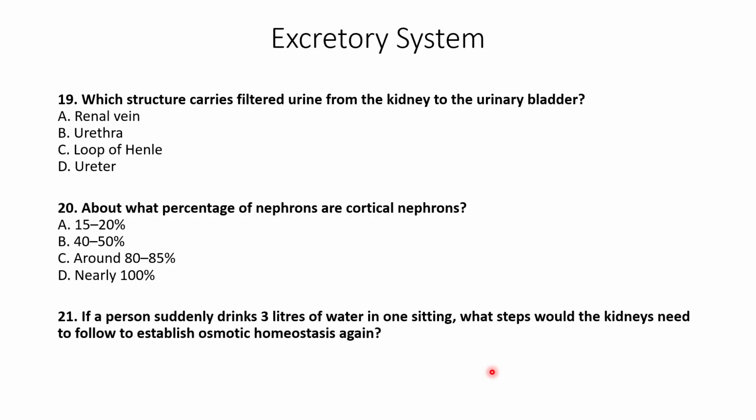Okay. Now here's a slightly thinking question. If a person suddenly decides to make the weird decision to drink 3 liters of water in one sitting, what steps would the kidneys need to follow to establish osmotic homeostasis again? Imagine there is some person who decided to drink 3 liters all at once. So what would happen to them?